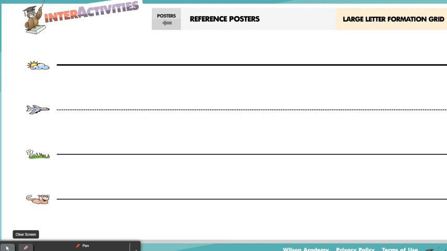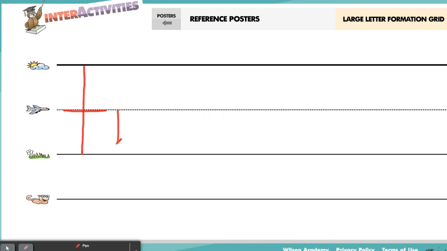T-r-a-i-n. Train. I went on the train. Start at the skyline. Go down to the grass line. Pick your marker up. Cross at the plain line. And that is a lowercase t. R. R is a plain line letter.